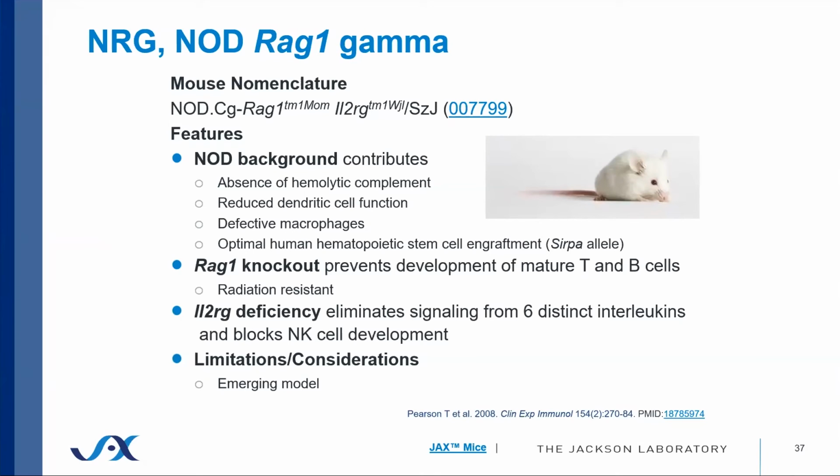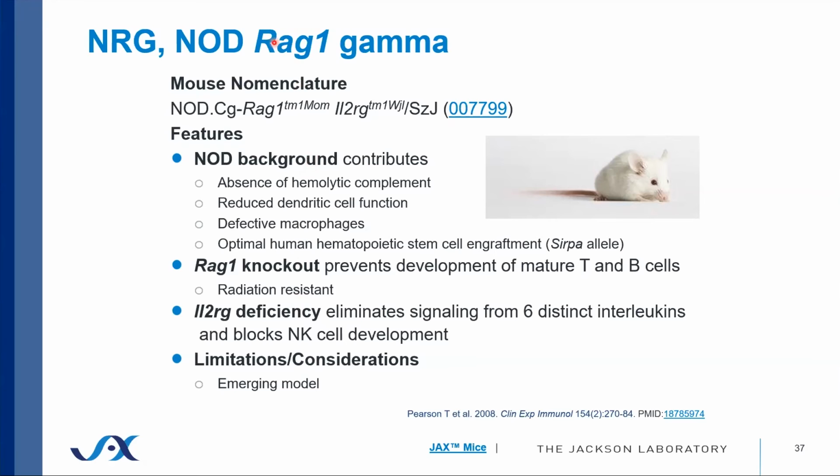So let's just take a couple of moments to talk about the NRG, or the NOD Rag gamma strain. This is not a strain that we focus on here at JAX in terms of our in vivo preclinical services. We tend to focus more on the NSG strains and derivatives, but I do want to point out the strain because it does have the features that are conferred by the NOD background, as well as the IL-2 RG deficiency that my colleague Cat explained in earlier slides.